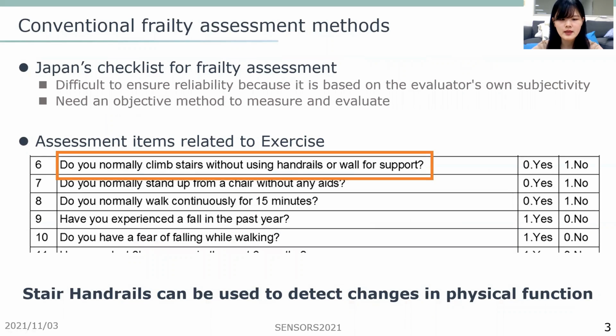In Japan, frailty has been assessed using a simple questionnaire, but this assessment has a problem. That is, it depends on the subjectivity of the evaluator. Therefore, we need to evaluate frailty objectively. There is an evaluation question related to exercise, the checklist, which is, do you normally climb stairs without using handrails or wall for support? Since the stair handrail is such an important item to evaluate frailty, we decided to use it to measure physical function.